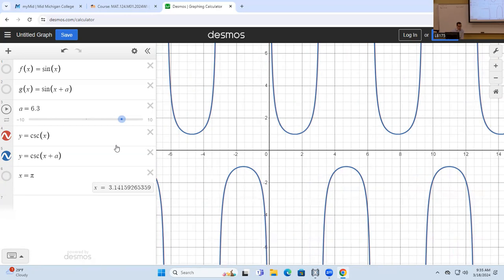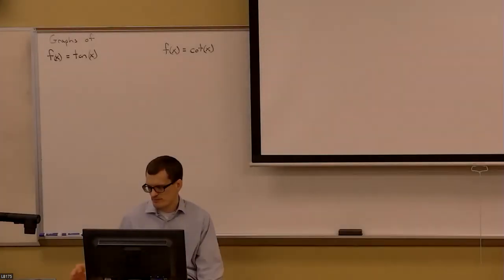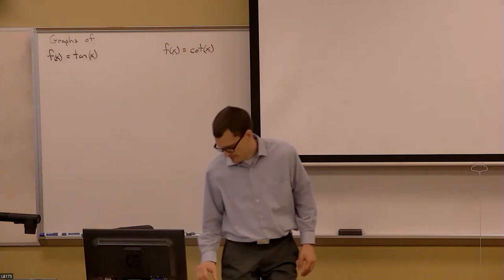So the period of secant is 2 pi. The period of cosecant is 2 pi. All right.